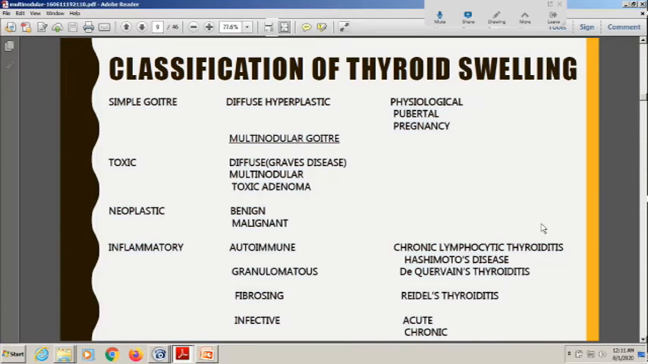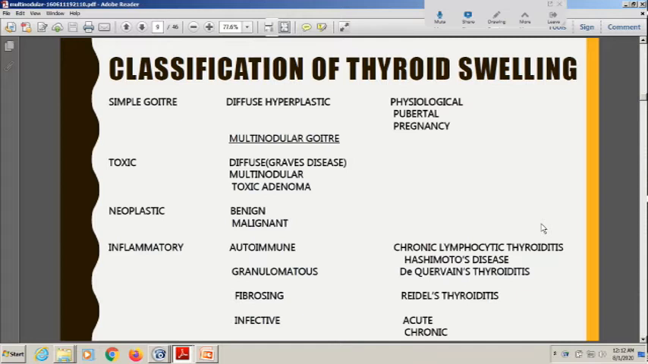Now there is one more thing: not all simple goiter is multinodular, some are solitary nodules also. So there are three subdivisions: diffuse hyperplastic, multinodular goiter and solitary nodules. Now mostly the diffuse hyperplastic goiter is either physiological, puberty or pregnancy. That means it is because of either primary iodine deficiency or secondary iodine deficiency. So diffuse hyperplastic is again divided into physiological, pubertal and pregnancy. Now MNG we will discuss today in detail.